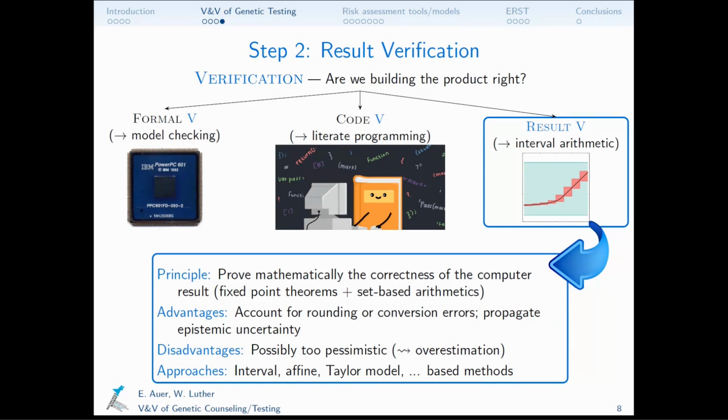So for this purpose, some fixed point theorems and set-based arithmetics can be used. An advantage of such a method is that we account for rounding and conversion errors, some method errors, but we can also propagate epistemic uncertainty through the system in this way. A disadvantage is that we might possibly have a too pessimistic or conservative interval for our output due to overestimation.